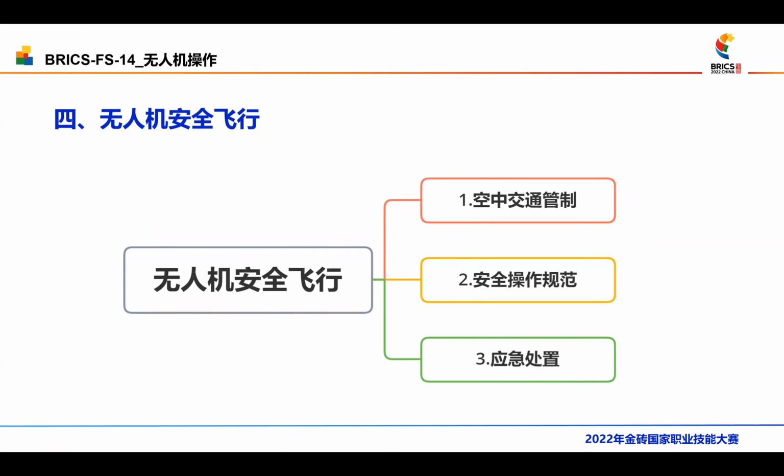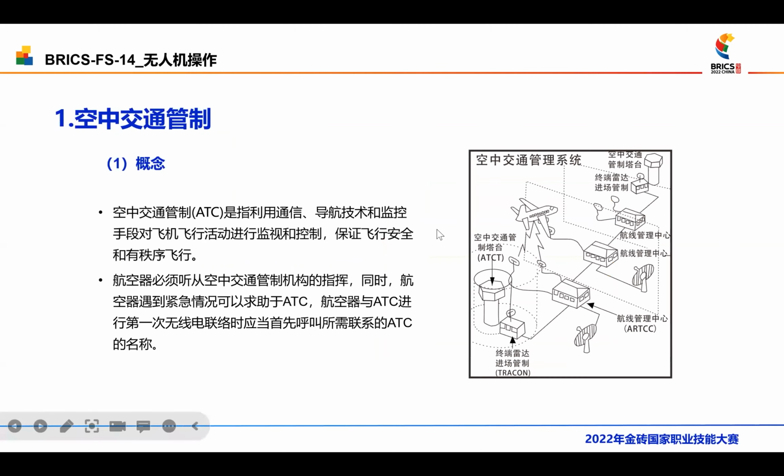Next, we will come to the fourth part: the safe flying of drones. It has three aspects. First, let's get to know the concept of air traffic control. Air traffic control, short for ATC, refers to the use of communication, navigation technologies, and monitoring means to monitor and control aircraft flight activities to ensure flight safety and orderly flight.